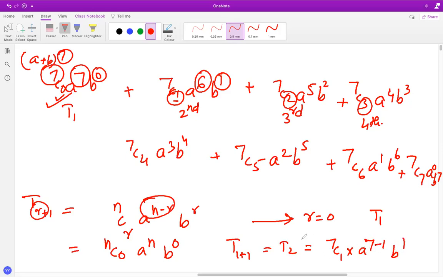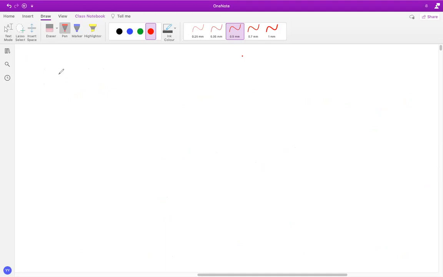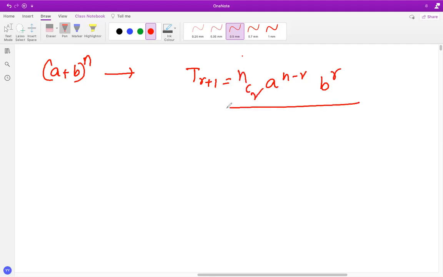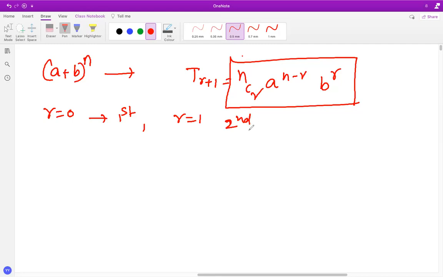So this holds quite true for these results. In case, to generalize, if you have a plus b to the power n expansion, the T(r+1)th term formula is given by a to the power n minus r, b to the power r straight away. And don't forget to add the nCr coefficient, where if you plug r as 0, you get the first term, r as 1, the second term, and so on.